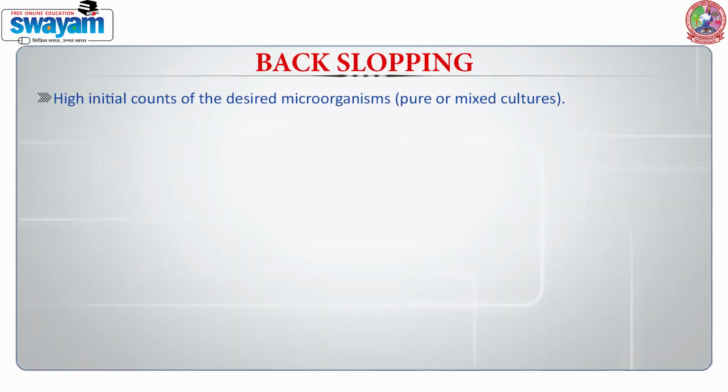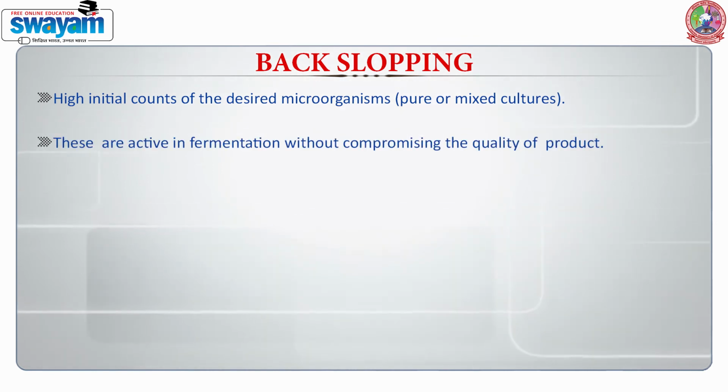There is another type of starter culture which has been utilized since ancient time. That practice is known as back slopping. In this process, high initial counts of the desired microorganism, whether it is pure or mixed culture, are utilized. These are active in the fermentation without compromising the quality of the product.